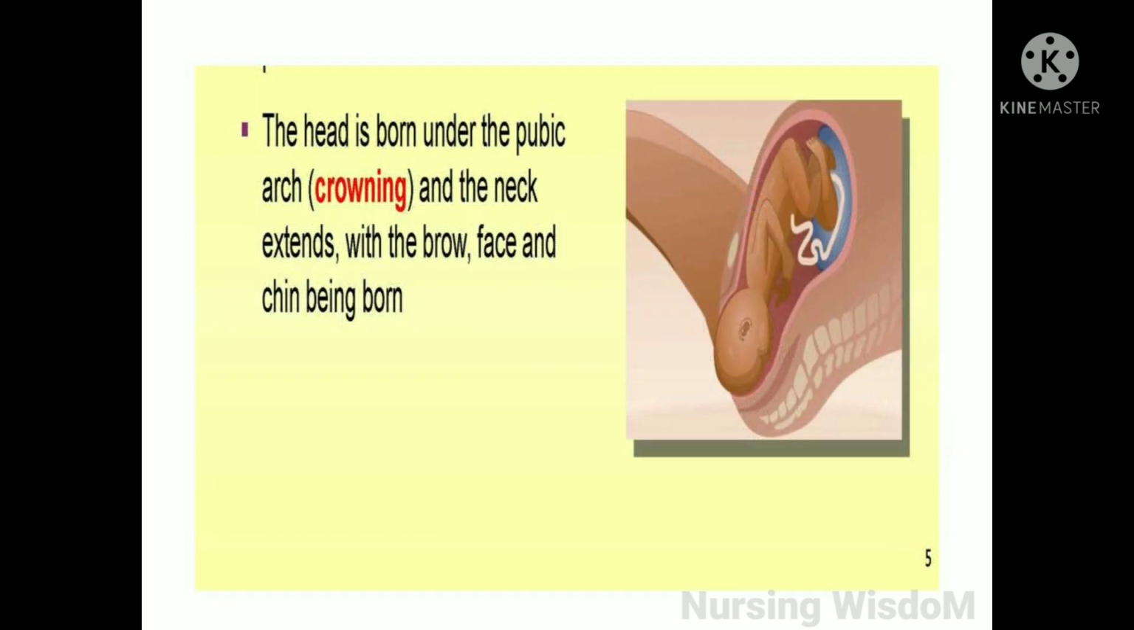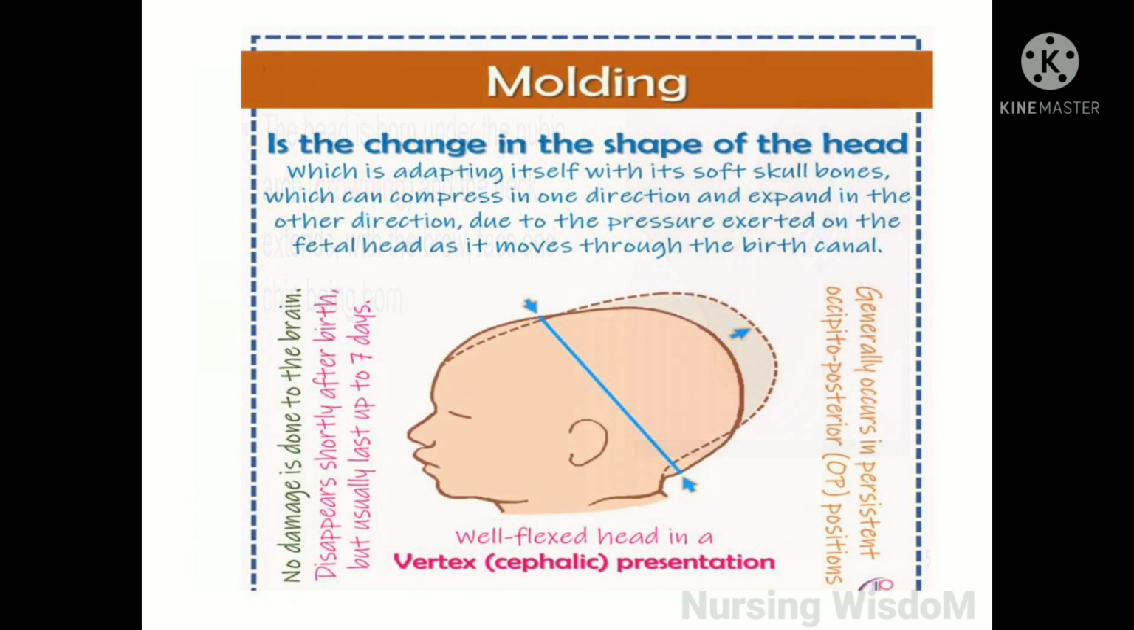The head is born under the pubic arch and the neck extends with the brow, face and chin being born. This stage is called crowning. Molding is the change in the shape of the head, adapting itself with its soft skull bones, which can compress in one direction and expand in the other direction due to the pressure exerted on the fetal head as it moves through the birth canal.